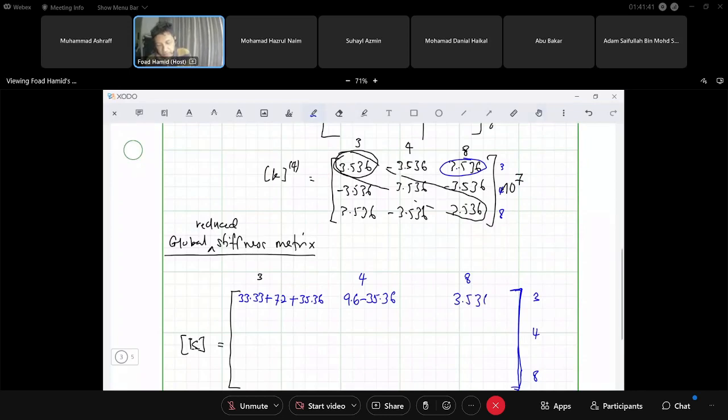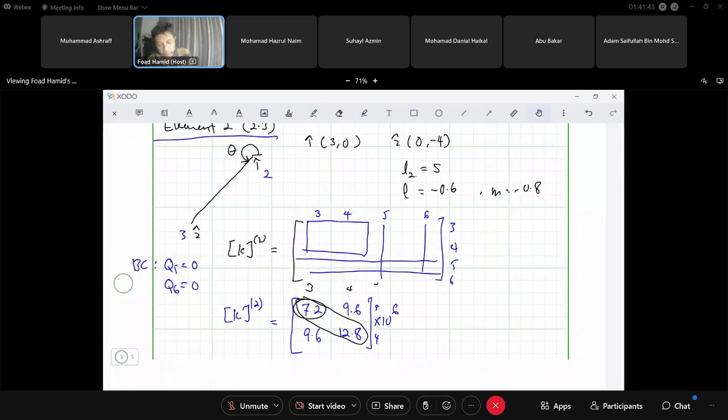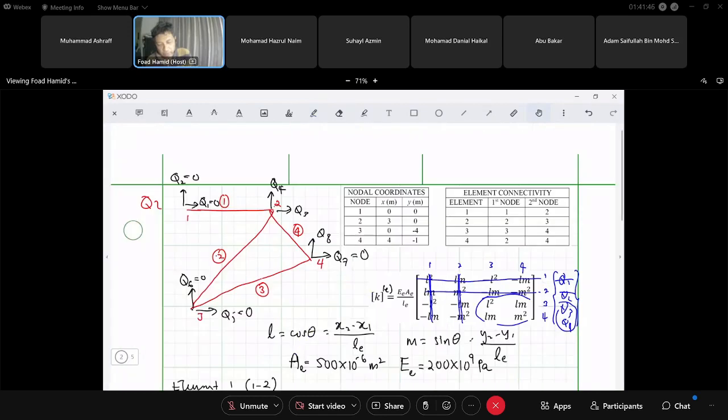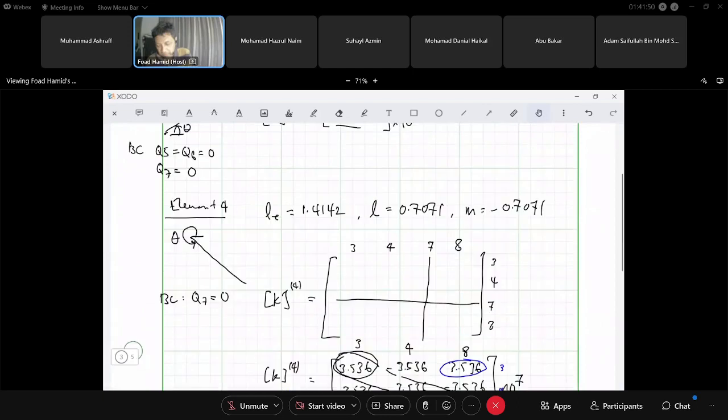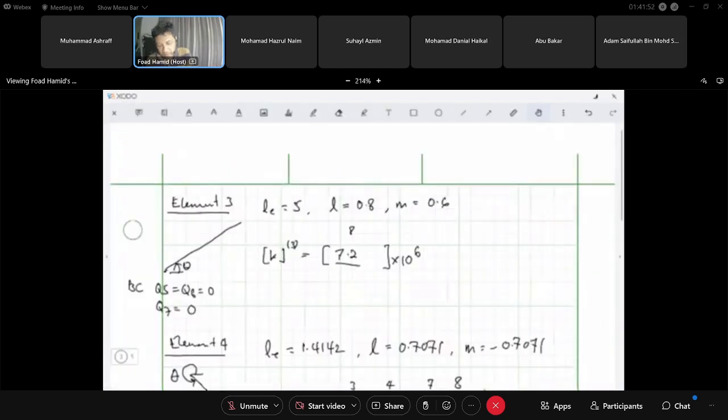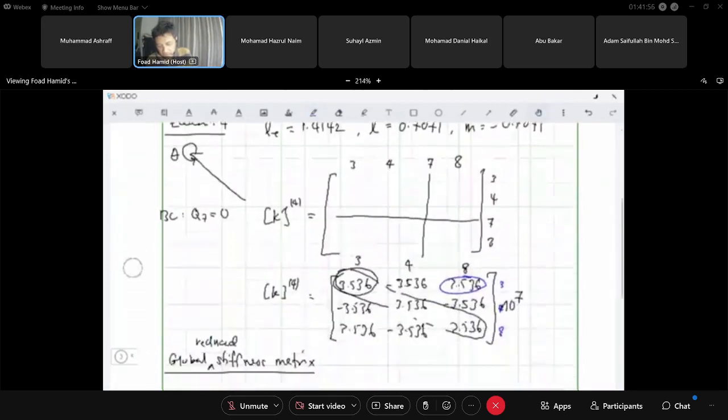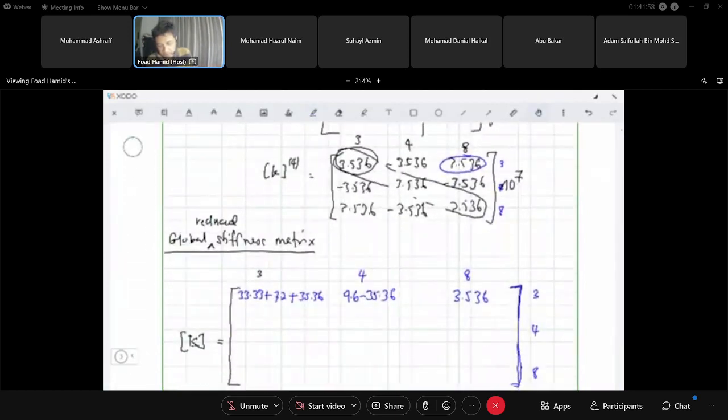And what other element is sharing node 8? Element 4 is done. Element 3. This one is 8 and 8.